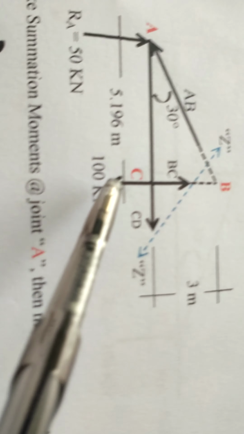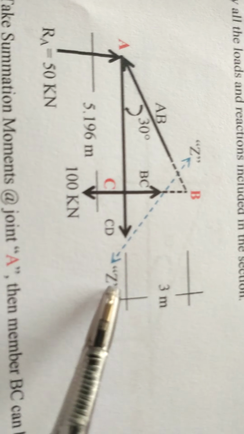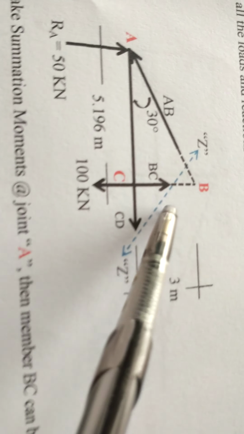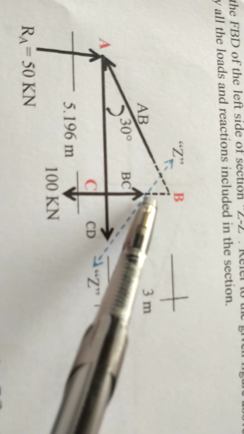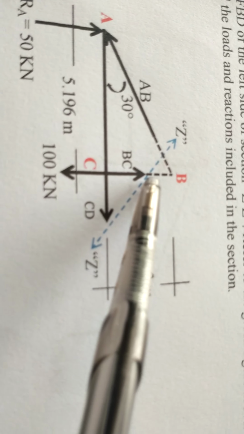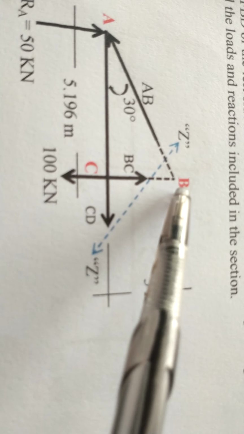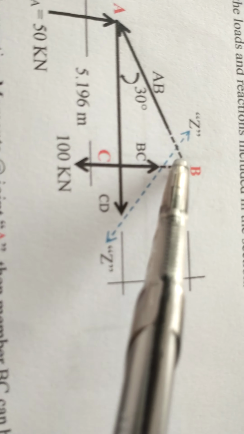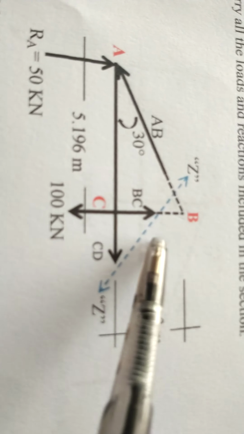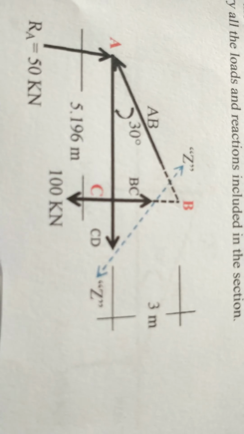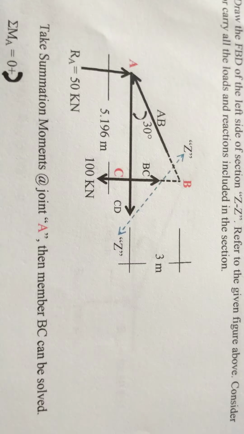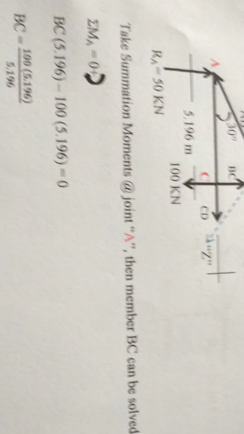So you carry again the dimension, and we have the same measurement for the height, which is 3 meters. And if you observe, dotted lines are extended to form this joint B. Anyway, you'll discover later on why we did this. Okay, so we have this figure.